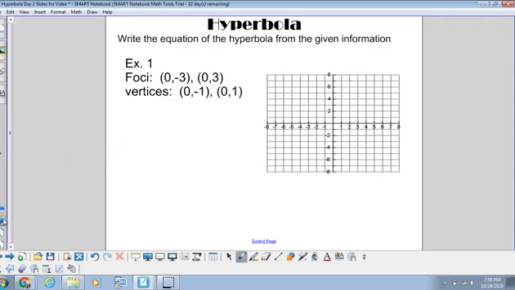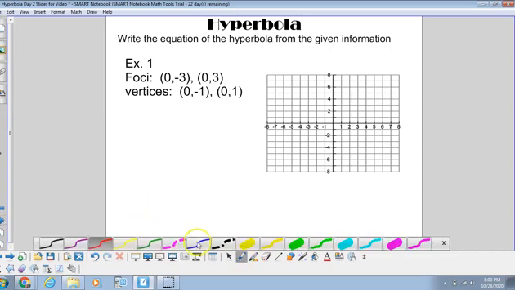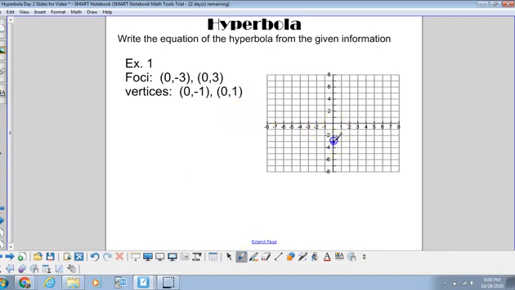Okay, well, let's do a couple where we find the equation of a hyperbola from some different pieces of information given to us. In this example, we are given the foci and the vertices, and we want to find the equation. So let's start by plotting. You don't have to have a graph for these, but it's a lot easier to see the distances and what's represented on a graph. So I recommend having a graph. The foci are at (0, negative 3) and (0, 3).